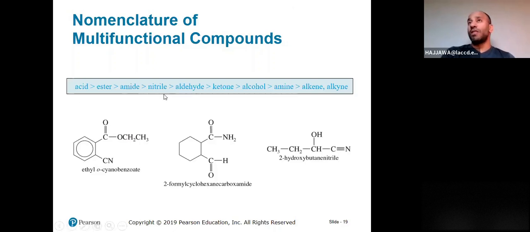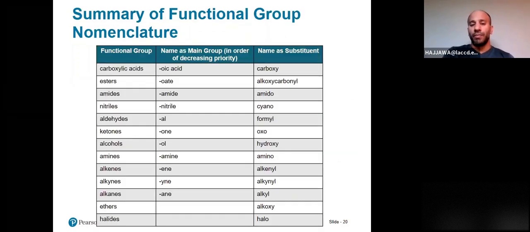Nitrile will be 4th. Higher priority than aldehyde, which is higher priority than a ketone, then an alcohol, then an amine, then an alkene or alkyne. In fact, there is also the ether and then the halide. They come at the bottom of the list. So the ether and the halides have the least priority when it comes to naming an organic structure. So we will see that actually here in a minute.